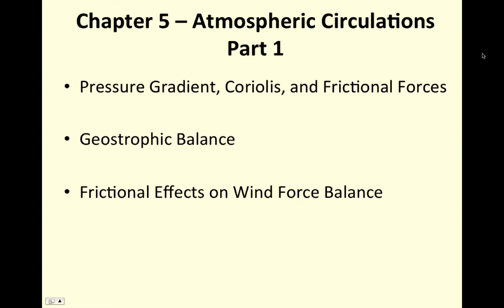In Chapter 5, we'll have 3 parts, and this is because atmospheric circulations require understanding of a number of forces. Specifically, the pressure gradient, Coriolis, and frictional forces will be our focus for this lecture. How pressure gradient and Coriolis forces balance to make something called geostrophic balance and geostrophic winds. And then finally, we'll look at how friction changes that wind force balance.